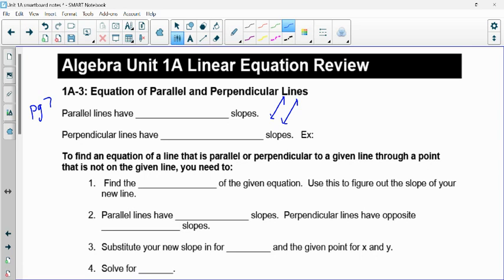And if you have two lines that are parallel, what do you think is going to have to be true about their slope? They have to be equal or the same. Okay, so parallel lines are always going to have equal slopes.